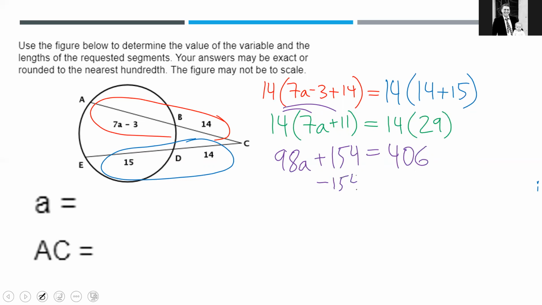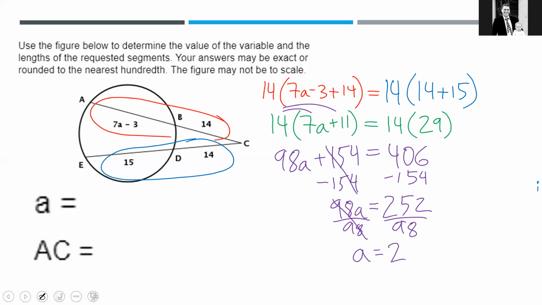Okay, now let's minus 154 from each side. I'll have 98a equals 252. Divide by 98, divide by 98. And a is going to be equal to 2.5714. This says round to the nearest hundredth. So that's approximately equal to 2.57, because the 1 will not make the a value round up. Okay, so I'm going to be able to put 2.57 here.